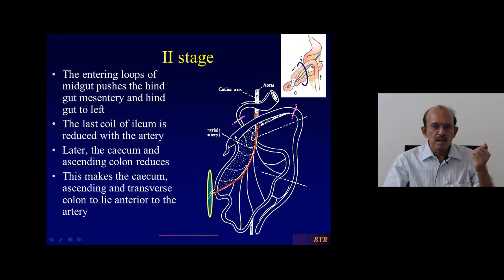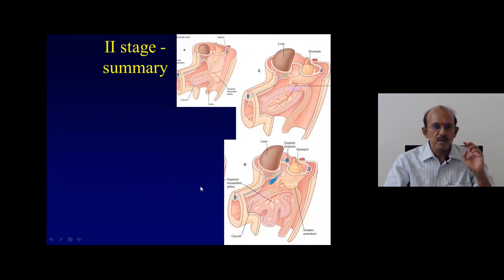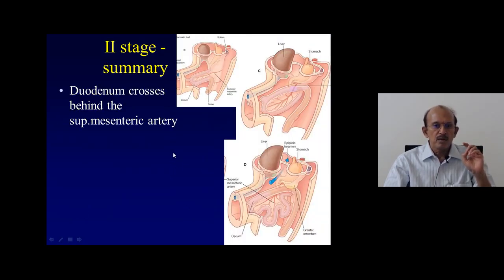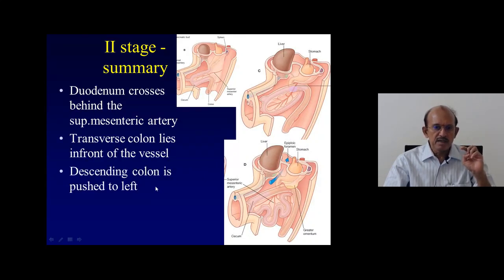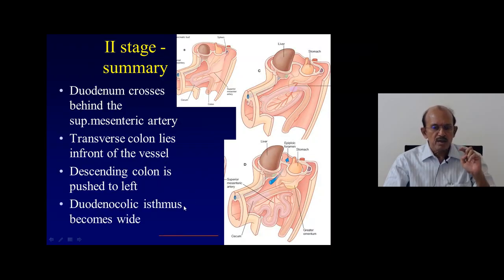The cecum, ascending colon and transverse colon have not yet differentiated. They all lie as a single tube across the abdomen horizontally. So at the end of the second stage, the cecum is just below the liver. Umbilicus is here and cecum is here. So this is the normal pattern of rotation. The duodenum crosses behind the superior mesenteric artery. The transverse colon lies in front of the vessel. The descending colon is pushed to the left. The duodenocolic isthmus, which was narrow when it was like a loop, now becomes wide.